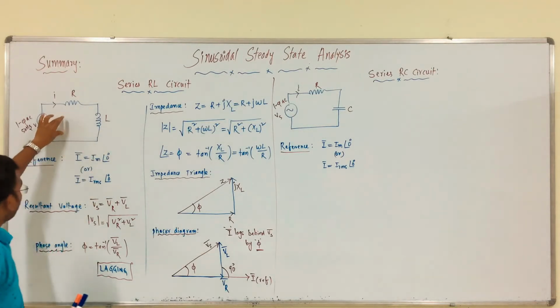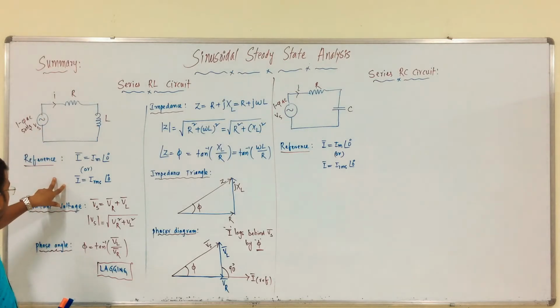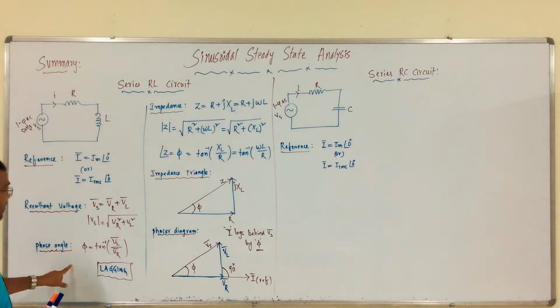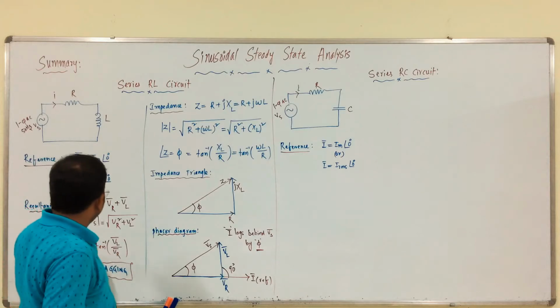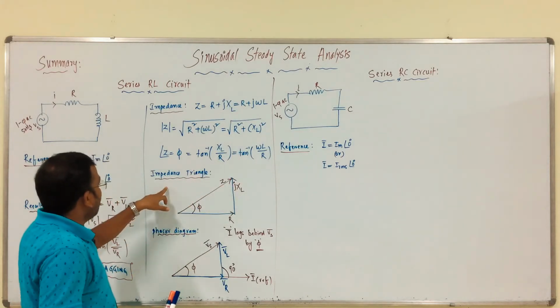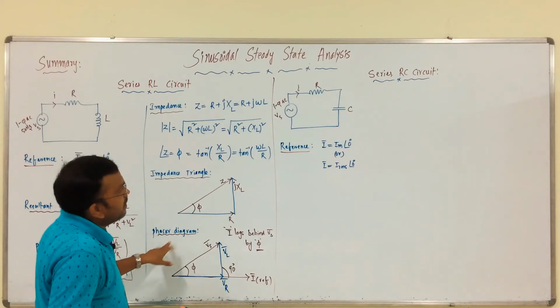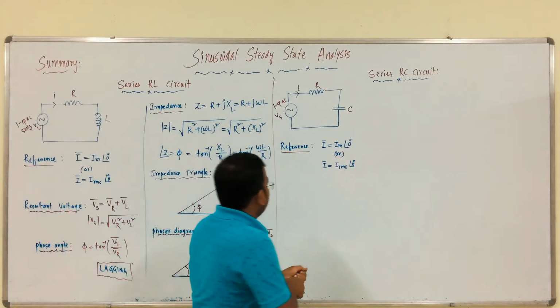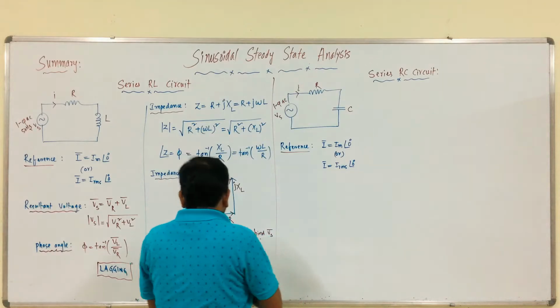Just this is the circuit diagram. What is the reference here? Then the resultant voltage and phase angle, that is lagging. These two, this phi, both are the same. Okay. Then impedance triangle, then phasor diagram. Next, coming to this, same, we have reference completed. Next, resultant voltage.